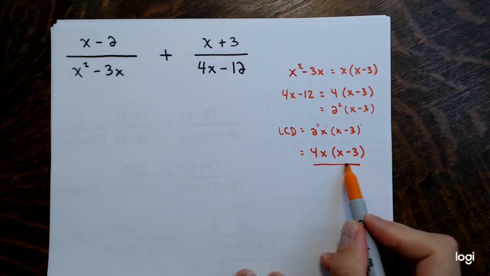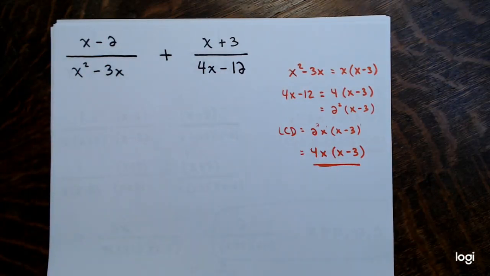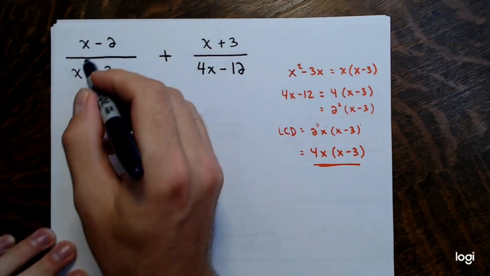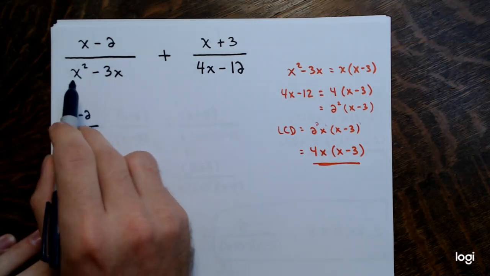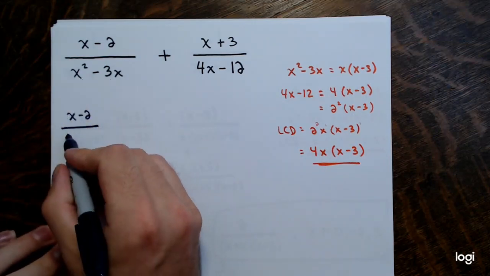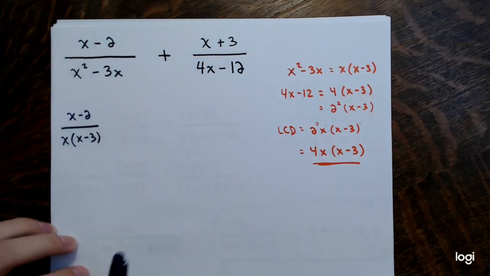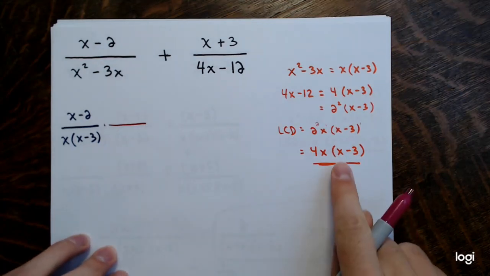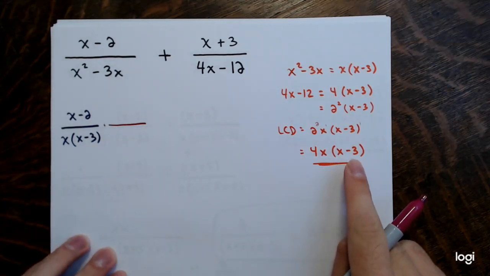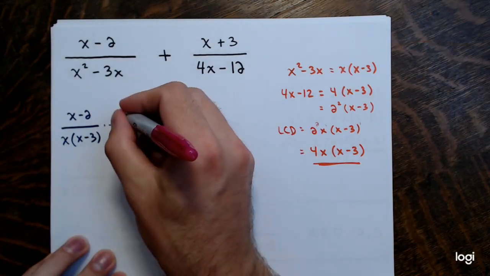So I'm going to try to rewrite these fractions with this denominator. So let's do that. The first fraction, x minus 2 over, and again I like to have the denominators be factored, x times x minus 3. And we're going to multiply the numerator and denominator of this by the same thing, so that I get 4x times x minus 3. All it's missing is 4, so I'm going to multiply the top and bottom by 4.